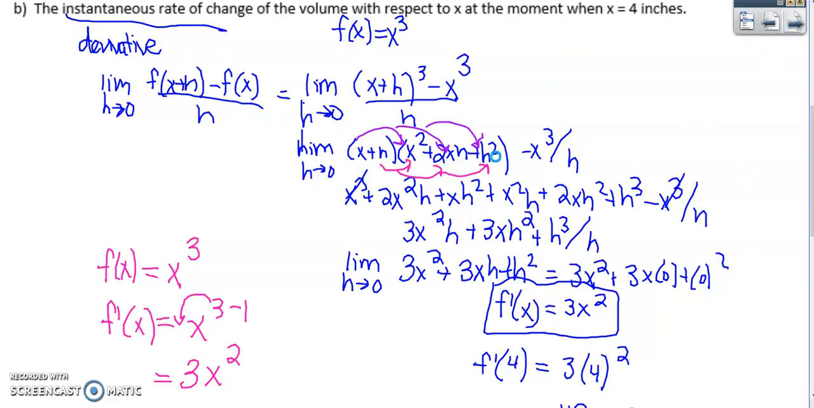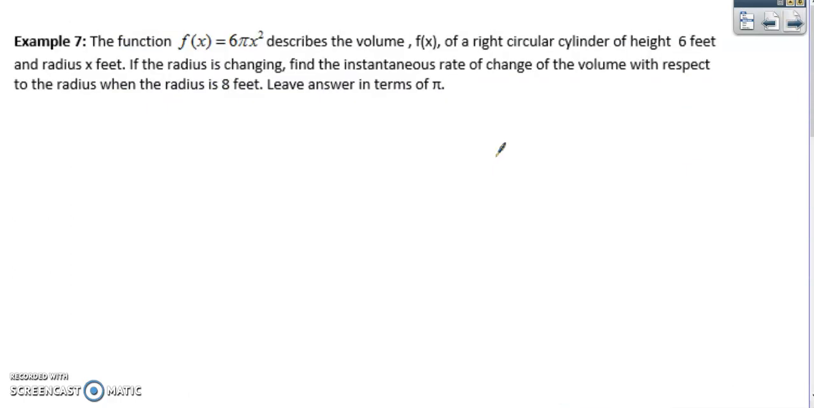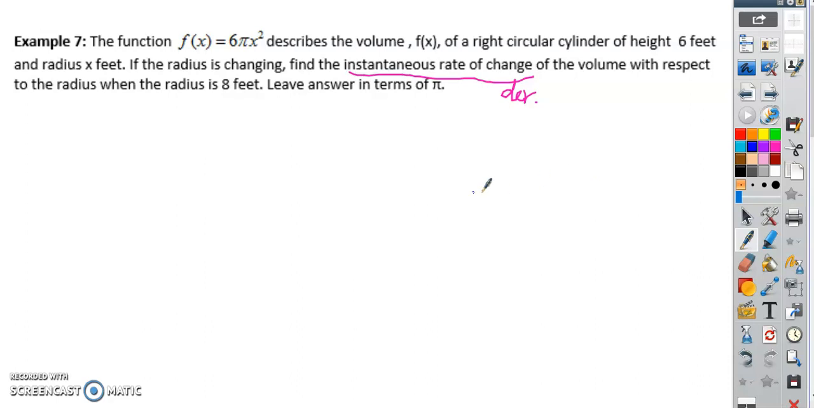All right, jumping into number 7. Okay, number 7, we have another volume problem. The function f of x equals 6 pi x squared describes the volume of a right cylinder with a height of 6 feet and a radius of x feet. If the radius is changing, find the instantaneous rate of change of volume with respect to the radius when the radius is 8 feet. So again, when we see instantaneous rate of change, we know we're being asked to find the derivative. All right, so we have our function f of x, which is 6 pi x squared.